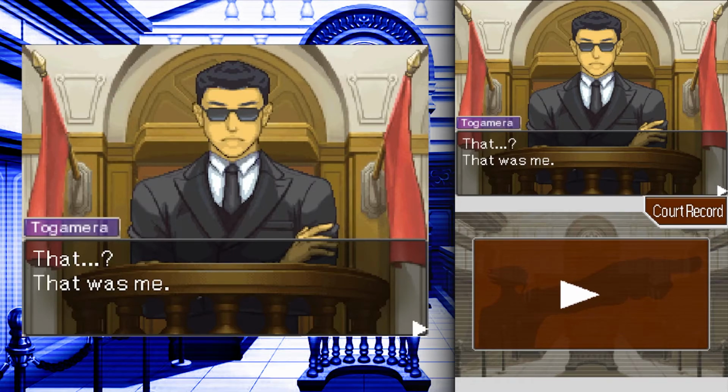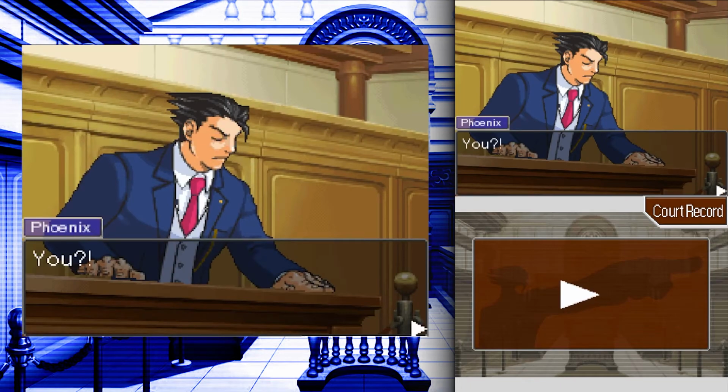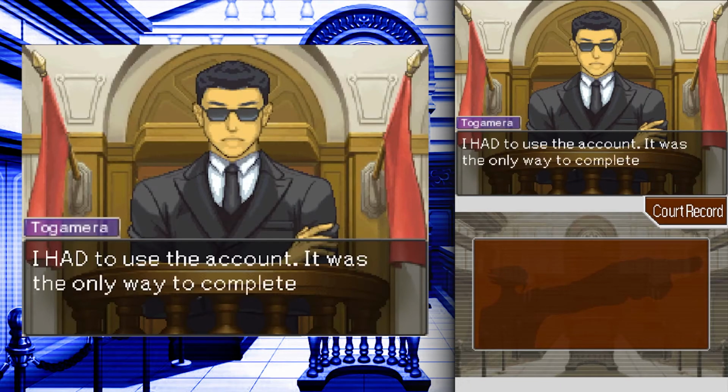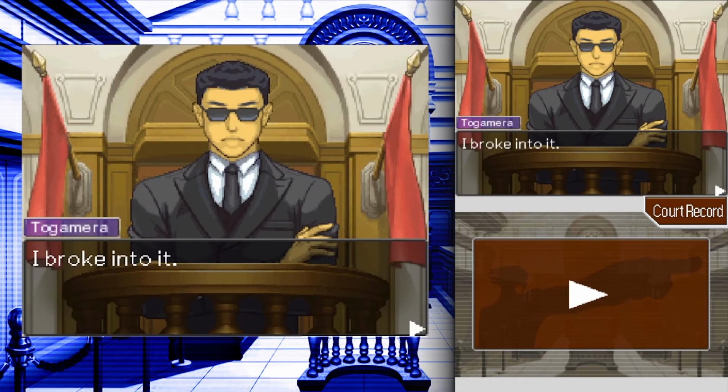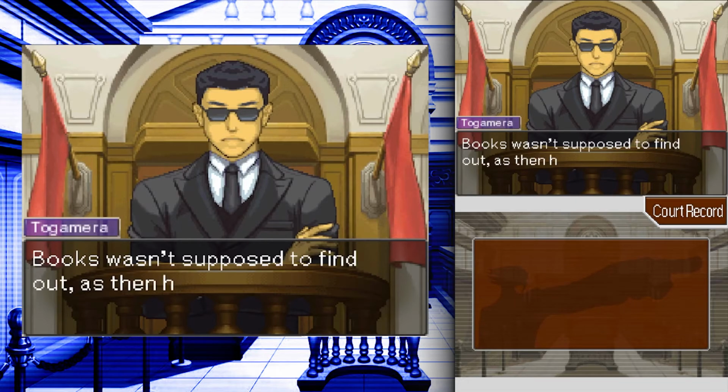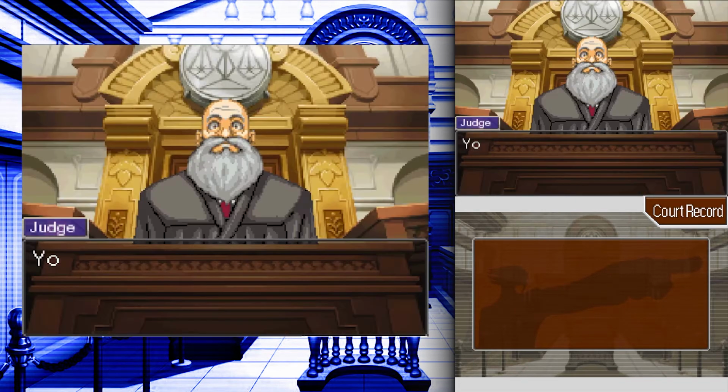Wait, so you grew antagonistic to someone else who was investigating the case? What the fuck? You? I had to use the account. It was the only way to complete the mission. So you talked to Anton Sen at some point, you logged on to the killer's account, and antagonized us. You're not doing yourself any favors here. I broke into it. Yeah, sure. Books wasn't supposed to find out, as then he would tip off his cohorts.